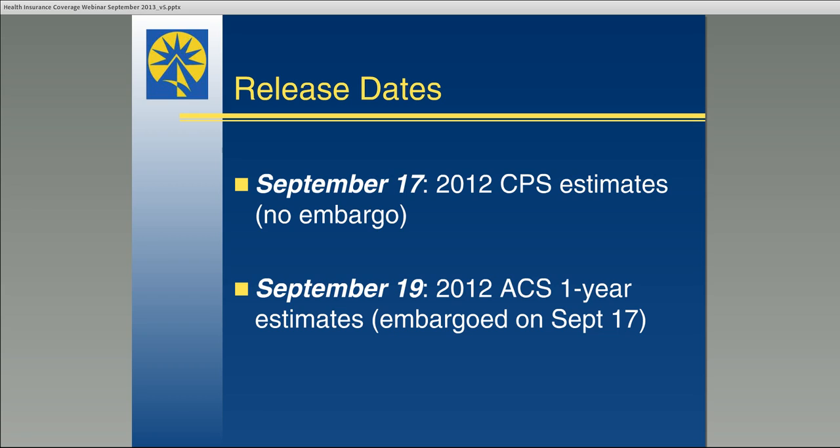I also wanted to point out some of the most useful ACS health insurance coverage data tables. First of all, the number and percent uninsured, both overall and for standard demographic groups, is provided in a table titled Health Insurance Coverage Status, Table S2701. There's also a related table that may be of interest called S2702.